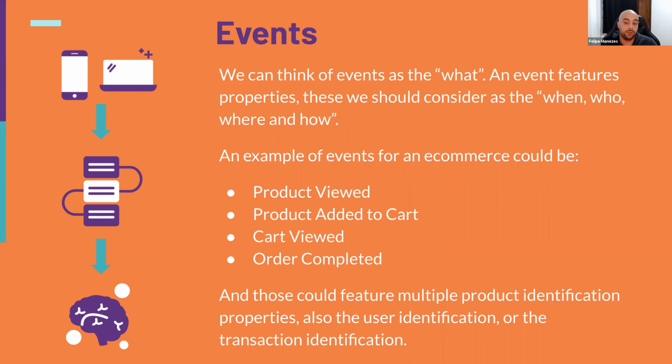And those events could feature multiple pieces of information about a specific subject. In the case of a product being viewed, it will feature information about the product like the SKU, the price, the product name, their variant. There is a big quantity of identifications that we could attach to an event and work with later.